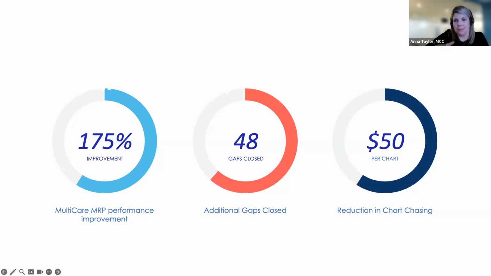And that quality performance, I'll talk in a minute too on what that produced for us. But what that resulted in was that every time somebody had to do a chart chase for MedRec in particular, because chart chases vary per quality measure, it was $50 per chart, either on the payer side or the patient side. And so we reduced 48 gaps of chart chasing.